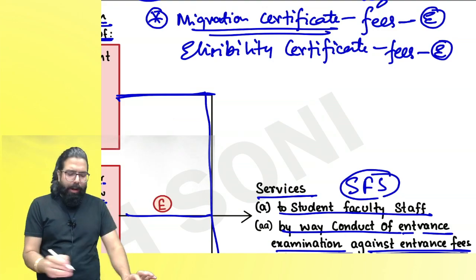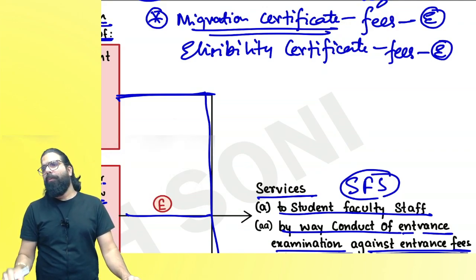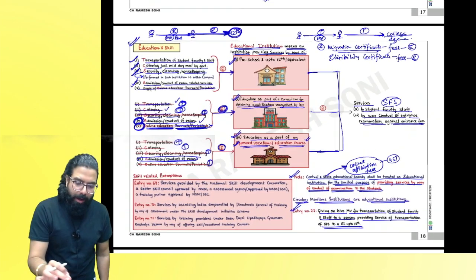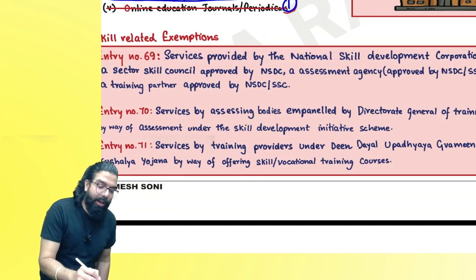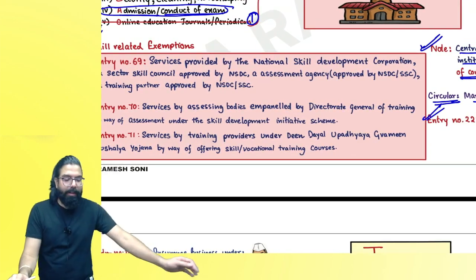Are we all done? Okay, one more question. Entrance test taken by an educational institution from a prospective student, taxable or exempt? Already exempt. Right, everyone? I've told you an additional point. Now, some skill-related exemptions are there. Everyone, please come to the left-hand side.